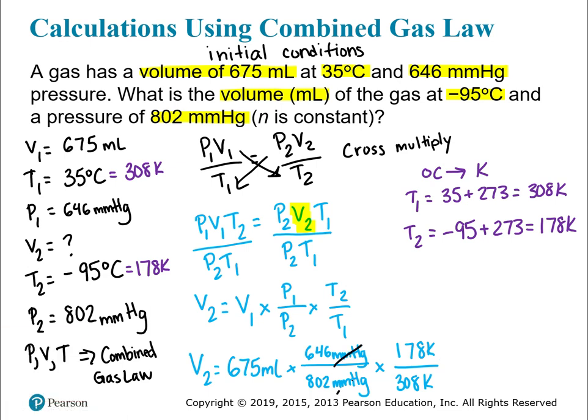Make sure that the units cancel, because you could have a problem where you've got pressure in millimeters of mercury and atmospheres. You can convert, but you would have to do that first before you put it into the problem. So always check all of your units. Make sure that your units cancel. When you do all this lovely math, you should get a volume of 314 milliliters.